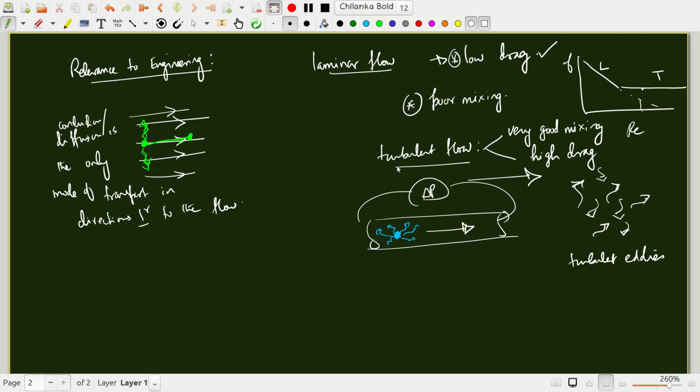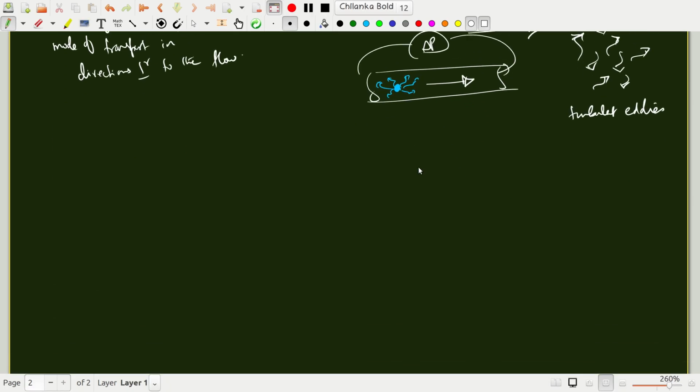Right? Is there a way to postpone the transition? Is there a way to control the transition? These are the practical motivations for understanding the laminar turbulent transition in great detail. Okay. Now, how do we study this subject? What are the methods or tools that are used in the field of hydrodynamic stability?